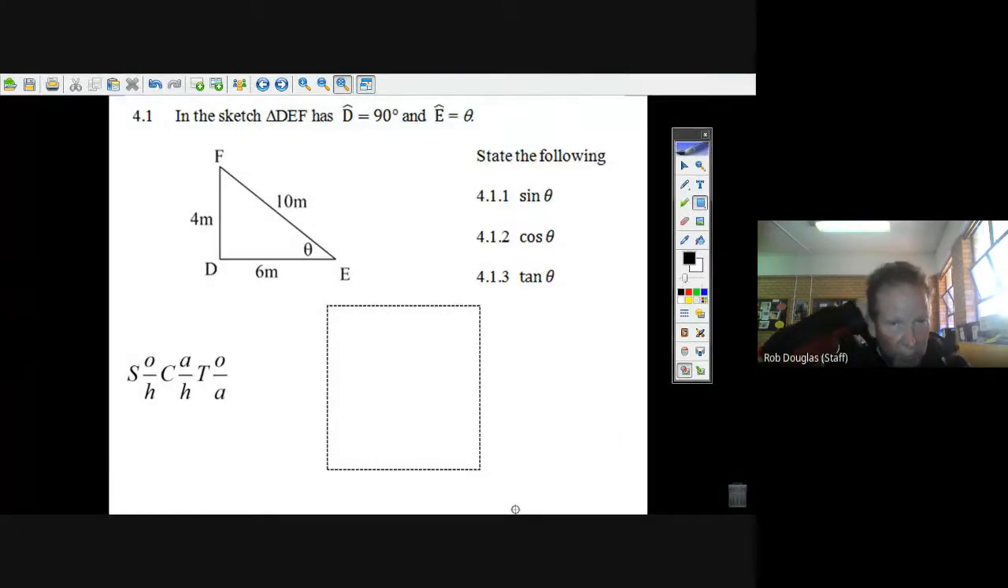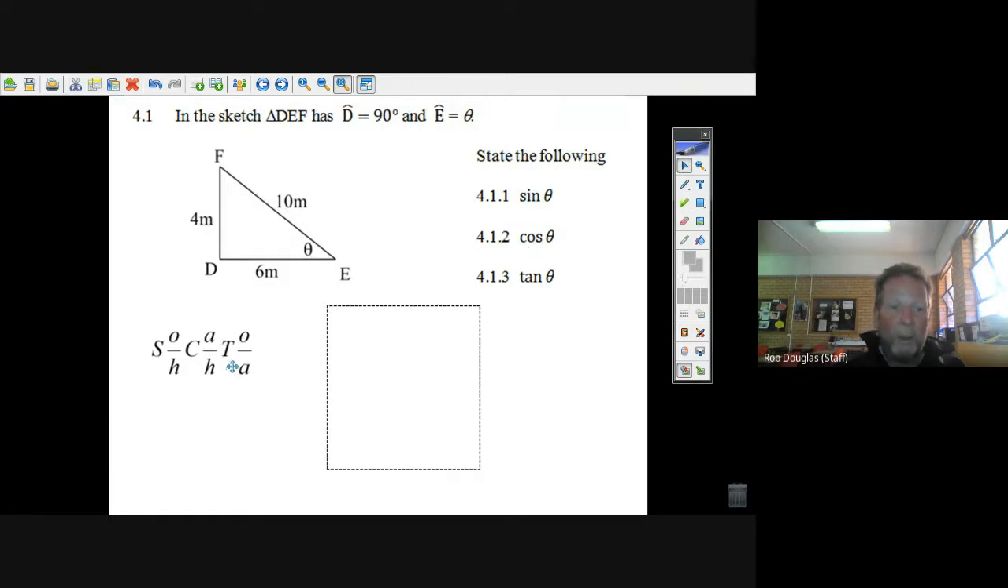Question 4, the trigonometry part of the practice test preparation for grade 10s. And here we go. Let's just get started. So it says, in the sketch, triangle DEF has angle D of 90 degrees. So that means right there, that's a right angle triangle. So we can make fractions out of the sides of that triangle.